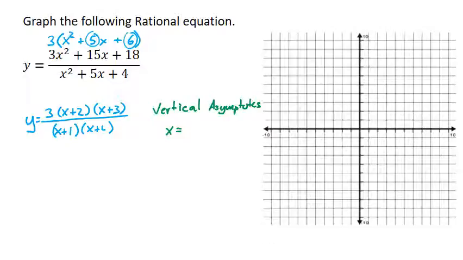Well, if I look at that, it looks like at x equals -1 and x equals -4. Those would be the two values of x that make the denominator equal to 0. So at -1, I'm going to put a vertical asymptote, and at -4, I'm going to put a vertical asymptote. So interestingly enough, in this one, we have two separate vertical asymptotes. Okay. Now, let's talk about horizontal asymptote.